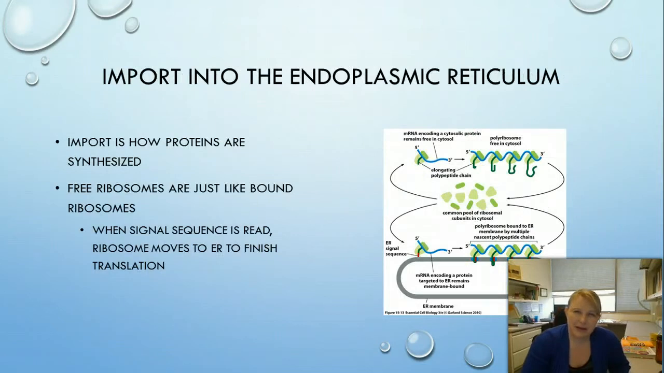So the weird thing about the endoplasmic reticulum is that we don't think about it needing proteins imported, right? We know the RER makes its own protein. But remember, if it's going to be something that needs to be in the ER, it's made in the cytosol. So it has to be imported as well. And this is how, and they're actually synthesized as they're imported.